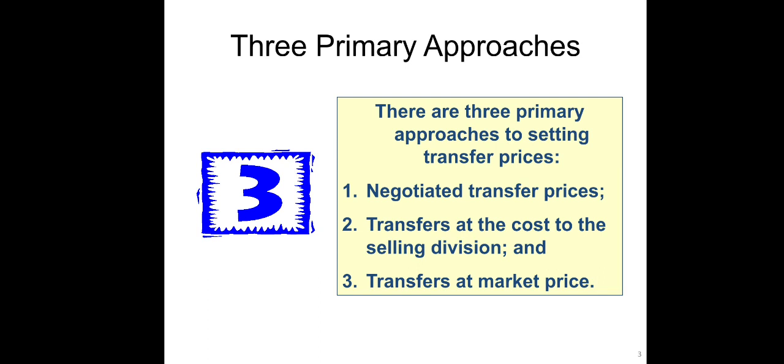Okay, so there are three primary methods or approaches that can be used to set the transfer price. First, negotiation. You can see in the yellow box there. The first method is called the negotiation method. And then the second method is called the cost method. And the third method is called the market price method. Okay, so let's see each method separately.